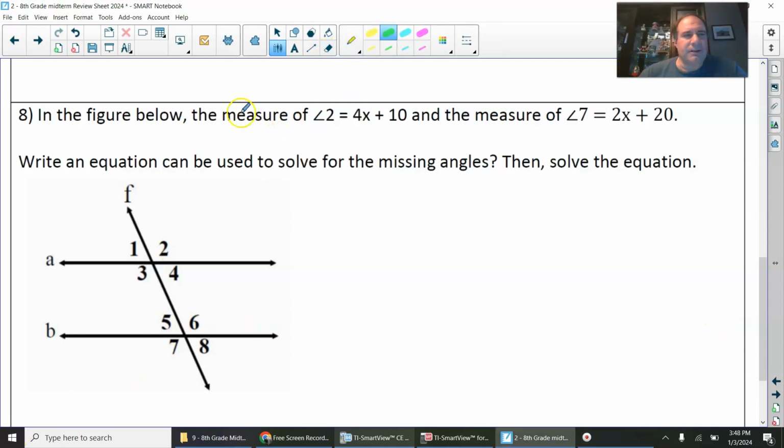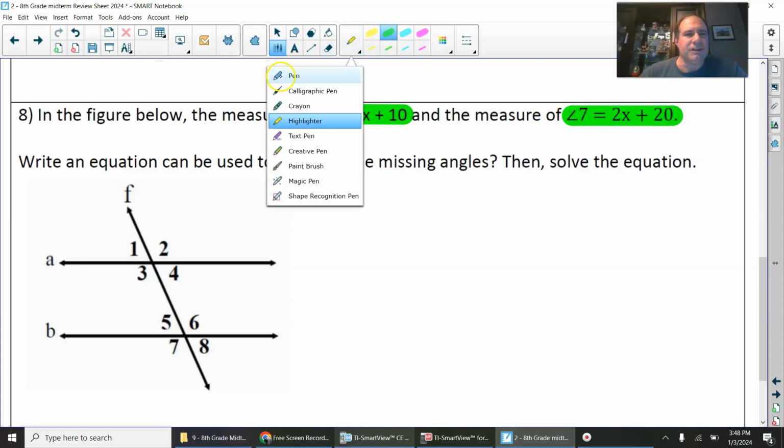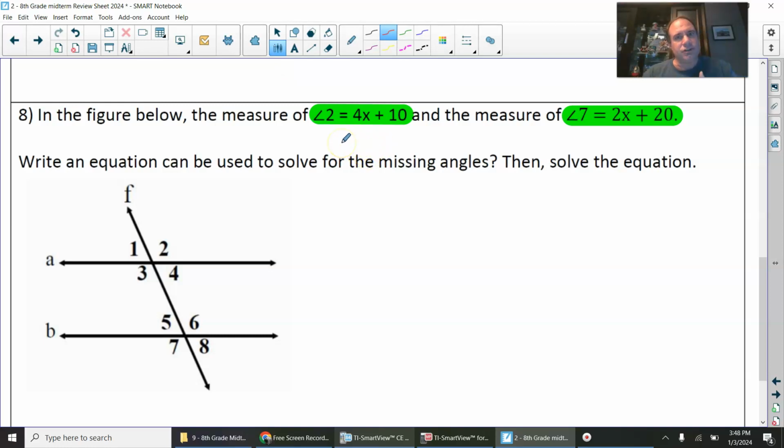The thing with this question is, it says in the figure below, the measure of angle 2 is 4x plus 10. Angle 7 is 2x plus 20. So those things are very important. And once you get those expressions for the angle measures, put the expression in for angle 2. So angle 2 is 4x plus 10. Angle 7 is 2x plus 20.